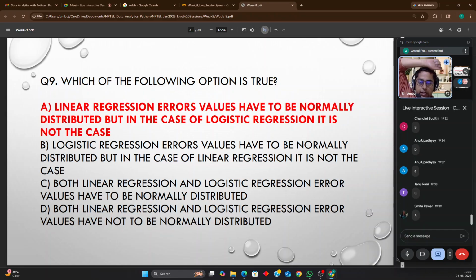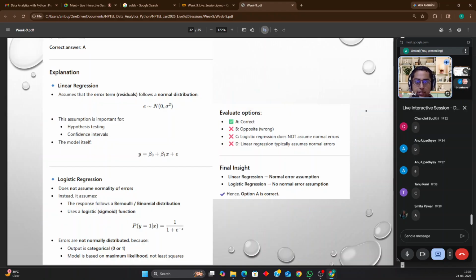Now we try to see here, the correct option would be A only. Linear regression error values have to be normally distributed, but in case of logistic regression, it is not the case. Many a time in our previous sessions, we have discussed this particular statement, and in itself it is correct. In case of linear regression, the error term or the residuals, I have drawn a figure and showed you what residuals are.